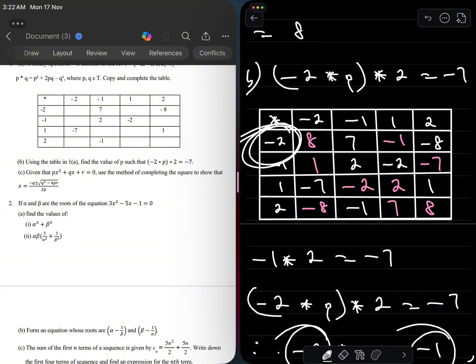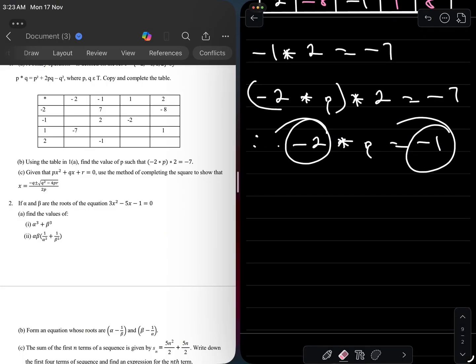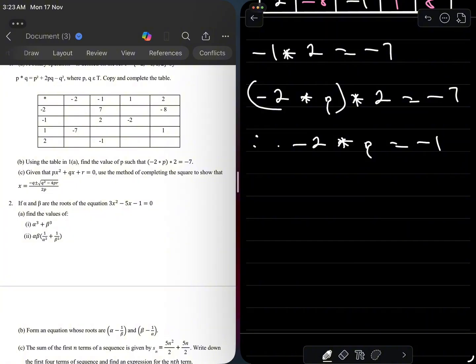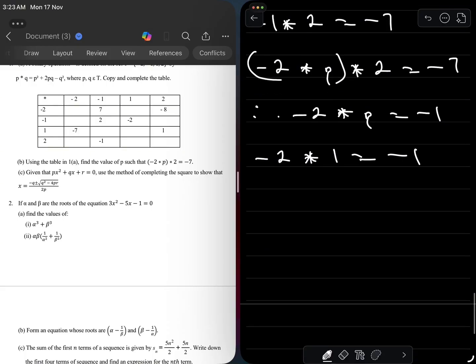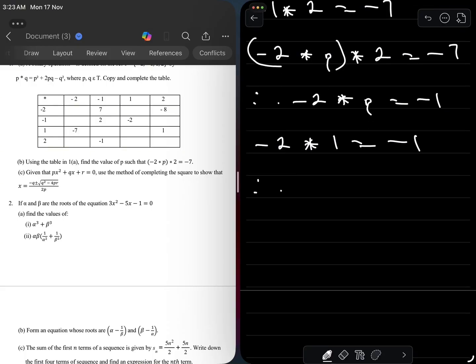So I check that again. What do we combine minus 2 with to get minus 1? We go to minus 2. What do we combine it with to get this result, minus 1? We'll see that minus 2 asterisk 1 will give us minus 1. So minus 2 asterisk 1 is equal to minus 1.